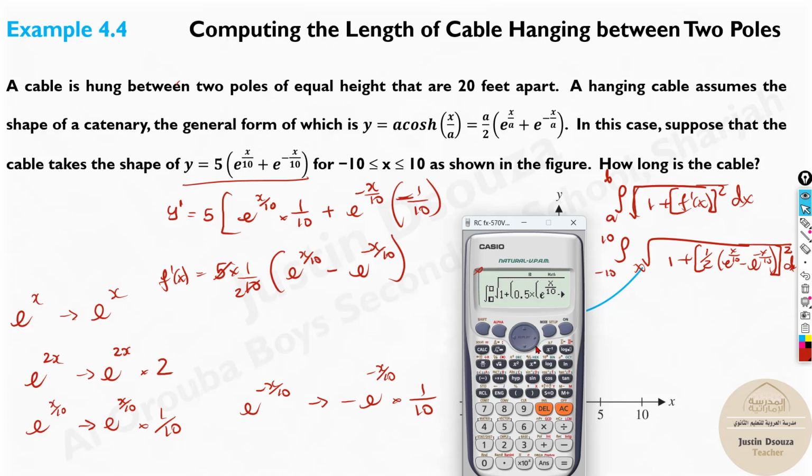And what are the limits? It's from minus 10. The lower limit is always the lower value, then the upper limit. And that should be the answer. It is 23.504. Let's look into the answer.